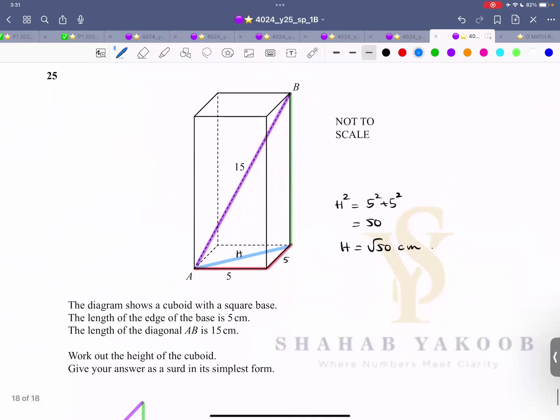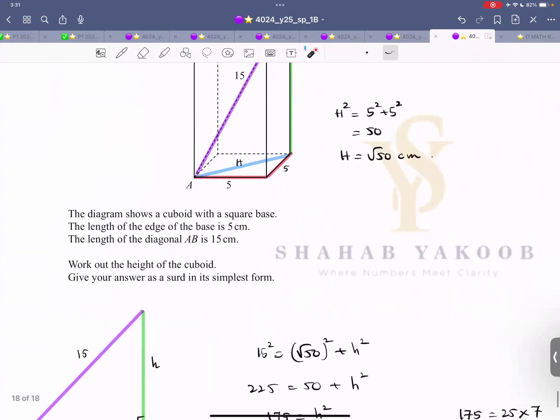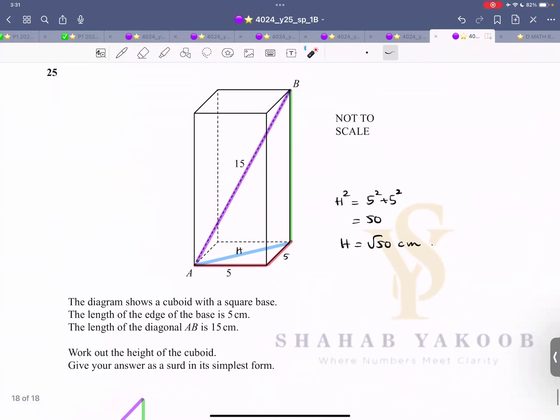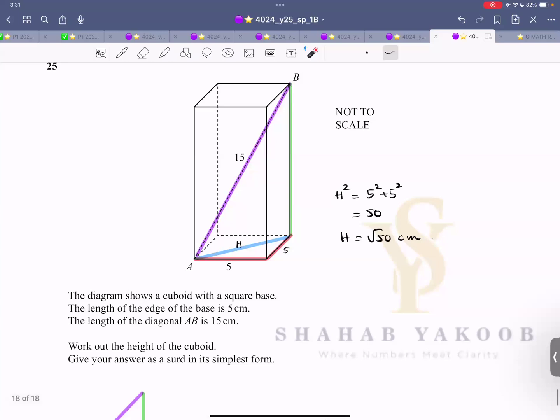Question 25, nice question. The question is about this thing. The diagram shows a cuboid with a square base. So this is 5, this is 5, it's written over there. Length of the diagonal AB is 15, that's right over here. Work out the height of the cuboid, give your answer as a surd in its simplest form. This is 5, this is 5, this is h is root 50. Leave it as it is for right now.